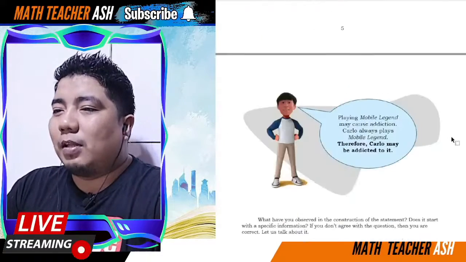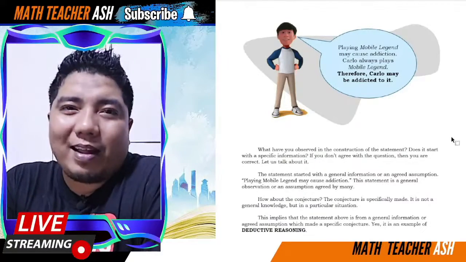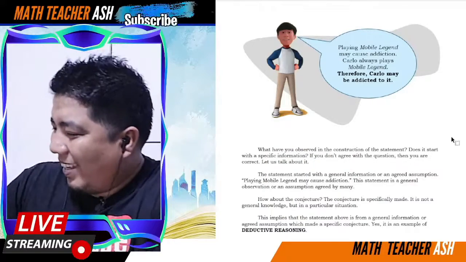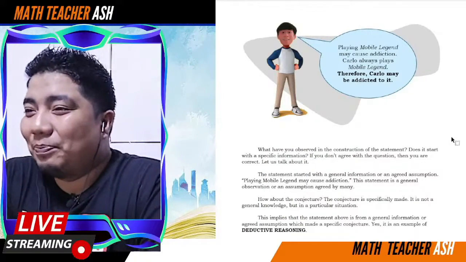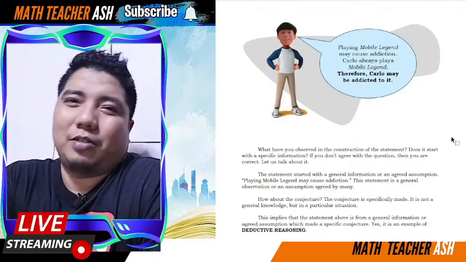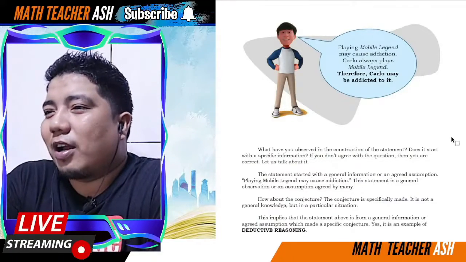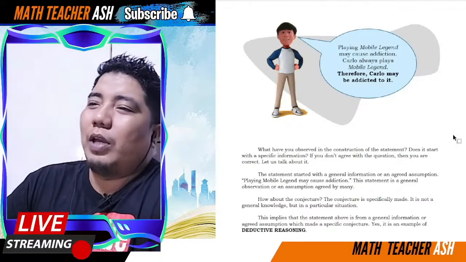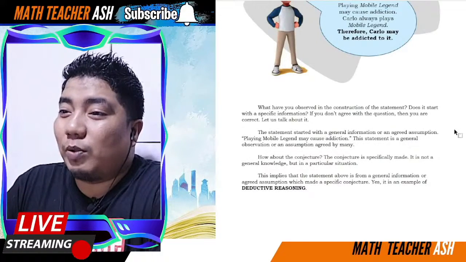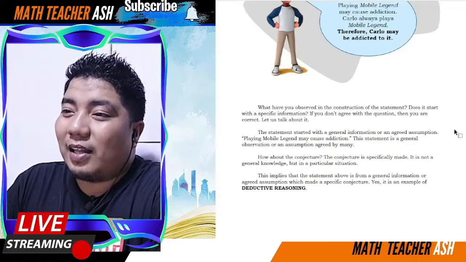Consider the statement made in the picture below. Okay. Playing Mobile Legend, ML. Ayan, parang dito lang din sa atin. ML, math learning nga lang. Okay. Alright. Playing Mobile Legend may cause addiction. Carlo always plays Mobile Legend. Therefore, Carlo may be addicted to it. O, yan. So, what have you observed in the construction of the statement? Does it start with the specific information? If you don't agree with the question, then you are correct. Let us talk about it.